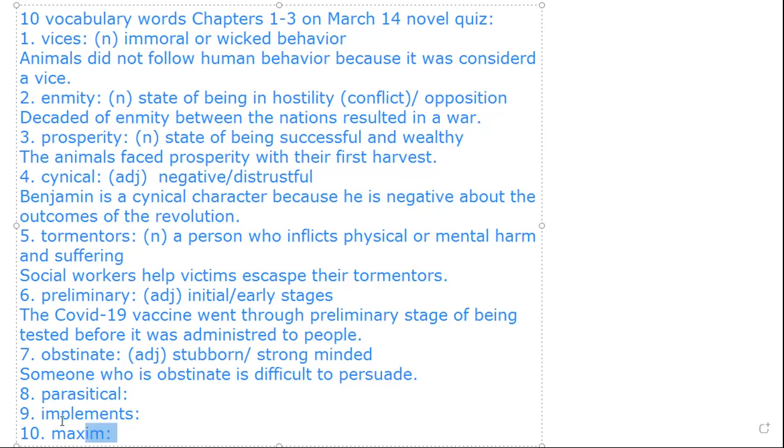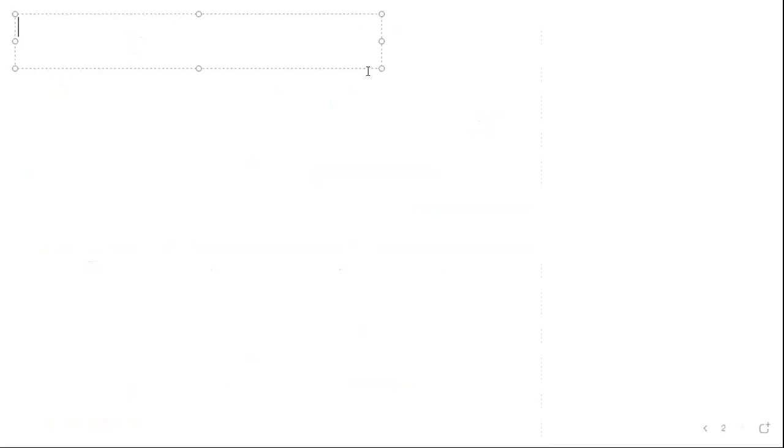All right, the next three words I'm going to use them on the next page because you guys will not be able to see them here.